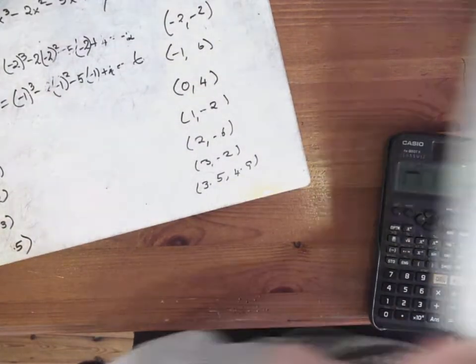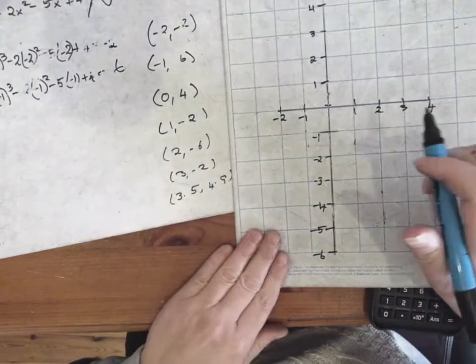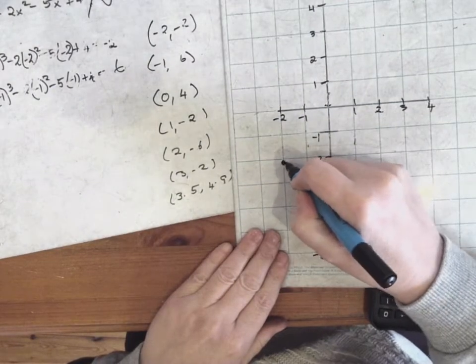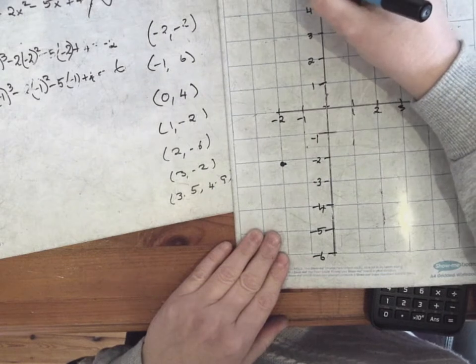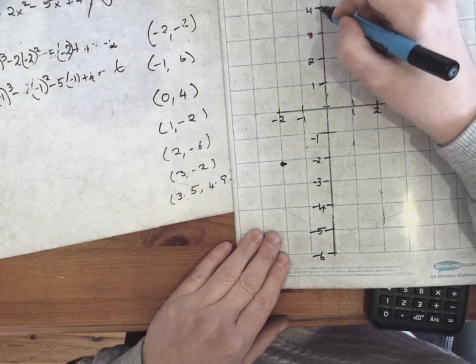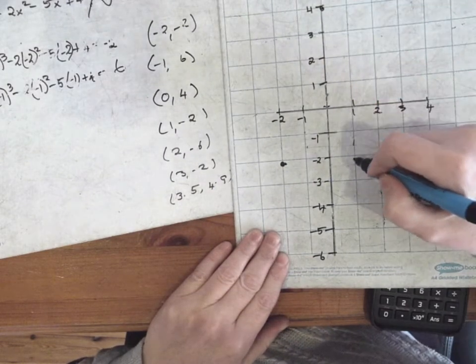Graphing then, we have minus 2: across to minus 2, down to minus 2. Across to minus 1, up to 6. Across 0, up to 4. Across 1, down to minus 2.